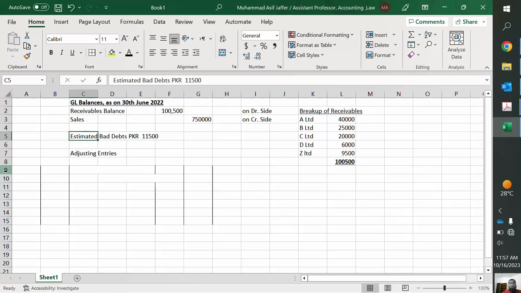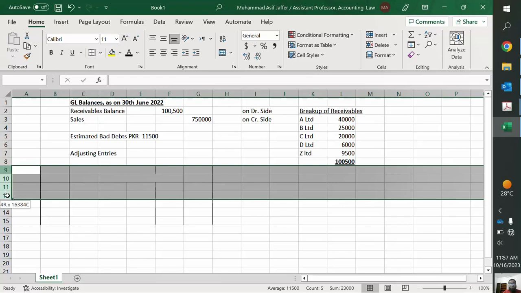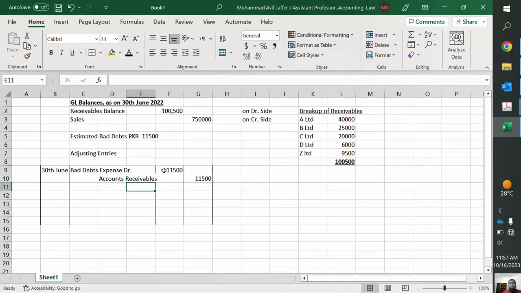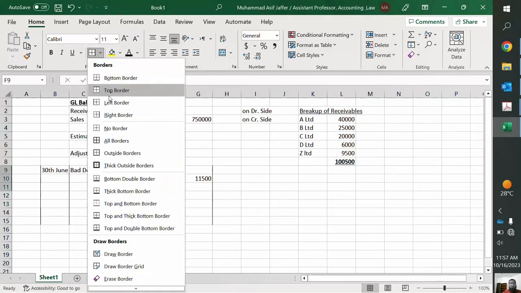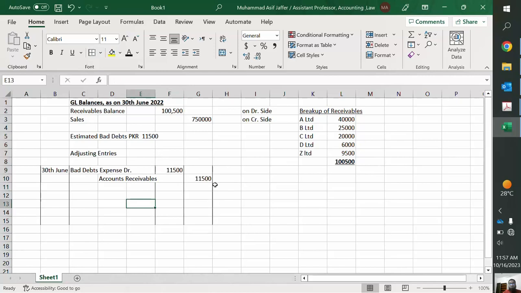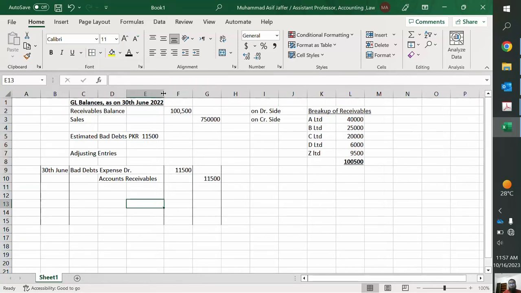So now accounting standards say that you have to record this amount directly on 30th June of 2022. So how should we record? We should record it as a bad debt expense debit and accounts receivable credit of 11,500. This is the same entry that we would have made in the next period, when we actually got to know that some customer is not going to pay. But accounting standards say no, you have to estimate in advance. And of course, the actual bad debt may not be exactly equal to the estimate, but we have to record this entry on the estimate basis: bad debt expense debit, accounts receivable credit.